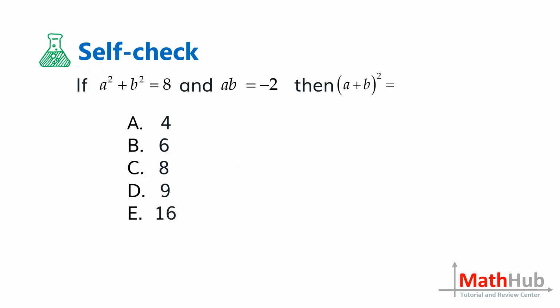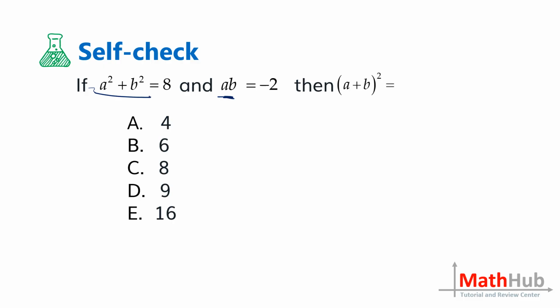Now, for the next example, we have a squared plus b squared equals 8 and ab equals negative 2. Then the square of a plus b is what? Now, actually, we don't need to solve for a and b here to find the numerical value of the square of a plus b. Take note that these terms over here appear in the expansion of the square of a plus b.